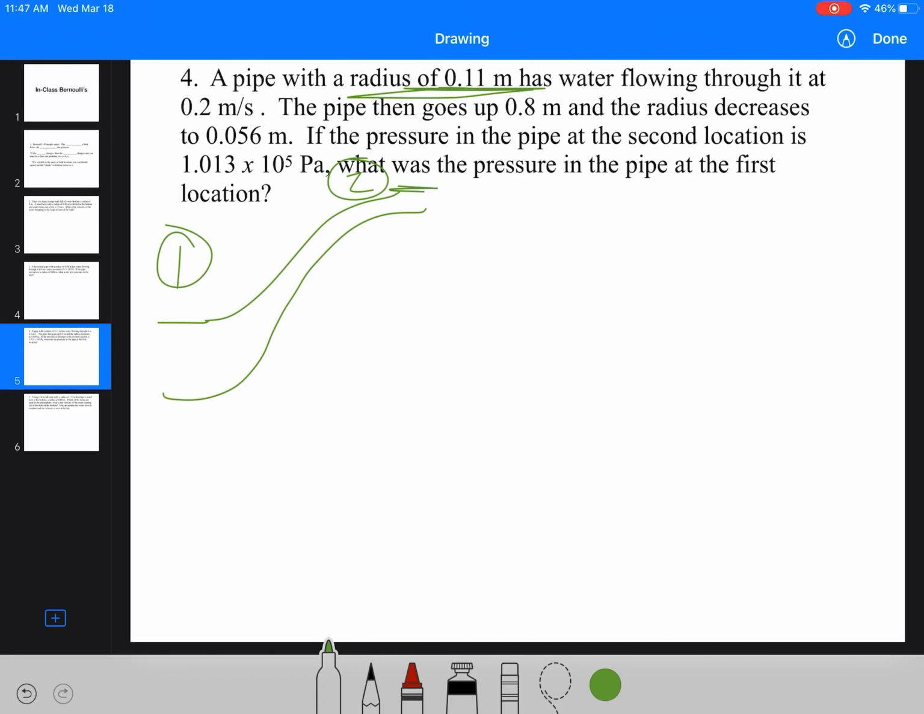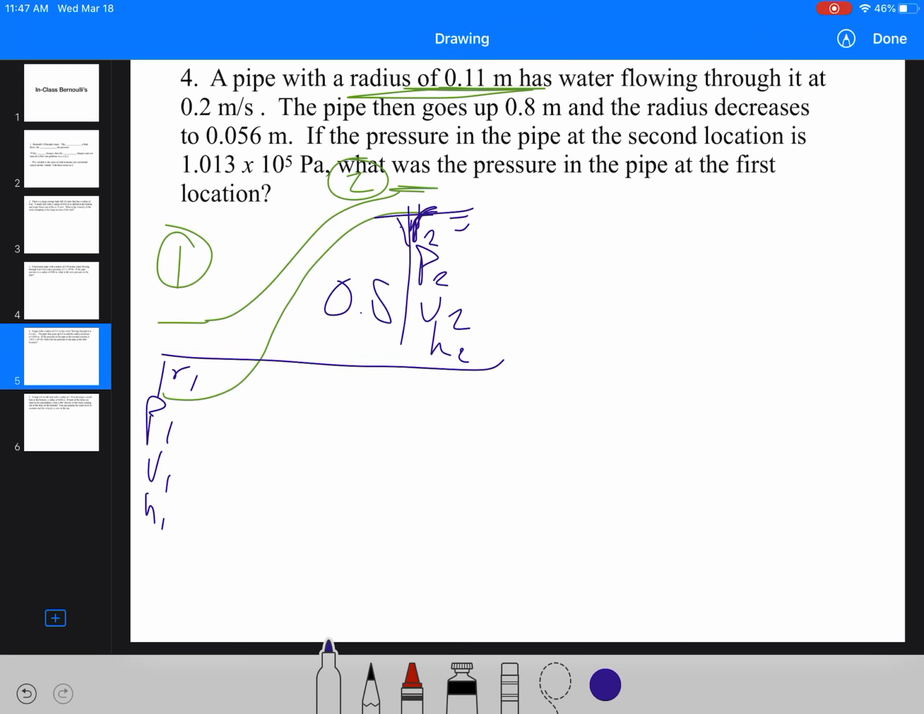And again, things that we're going to want, we want to include things like P1, V1, H1, because we have an R1. So here we're going to want an R2, that's supposed to be the letter R, R2, P2, V2, H2. Now, if we say from here to here has a height of 0.8 meters, it would make a lot of sense if we define our lowest point to have a height of 0. So because that has a height of 0, we could say this has a height of 0.8 meters.